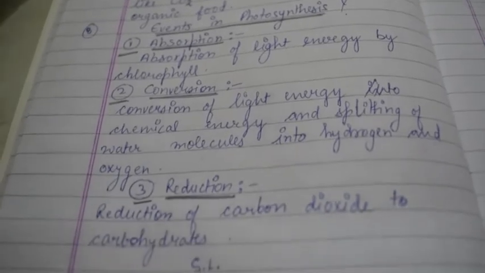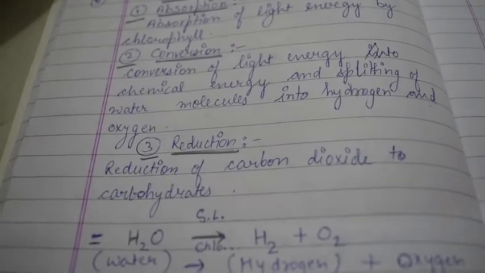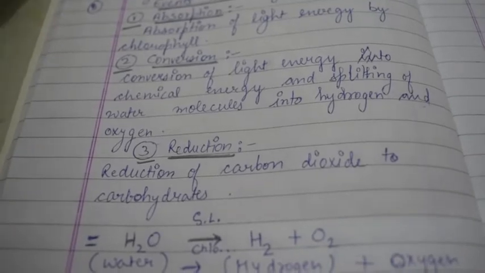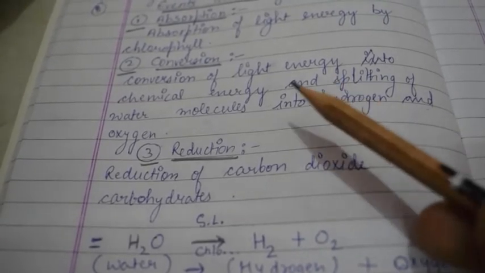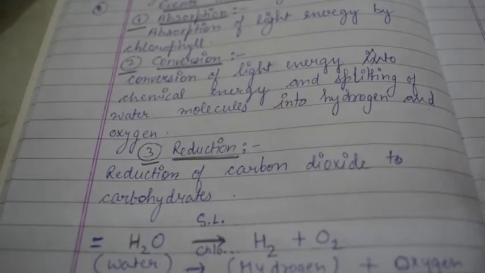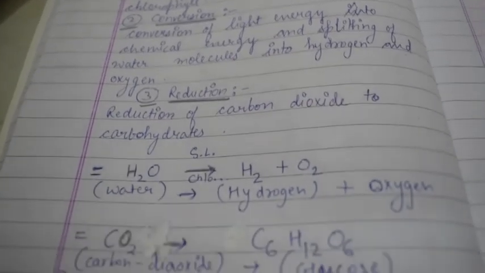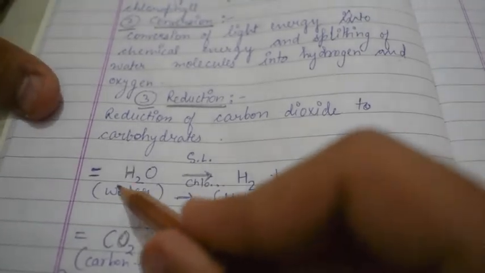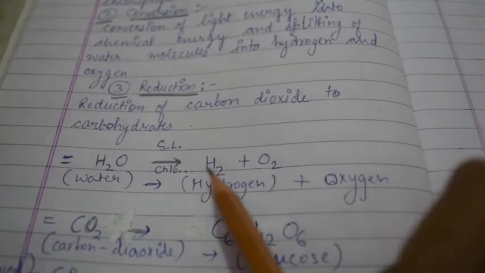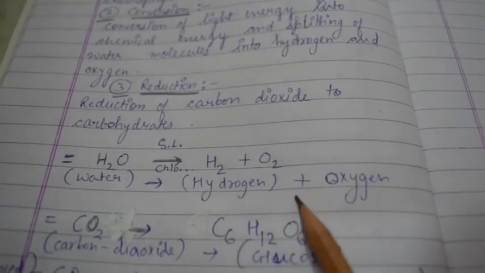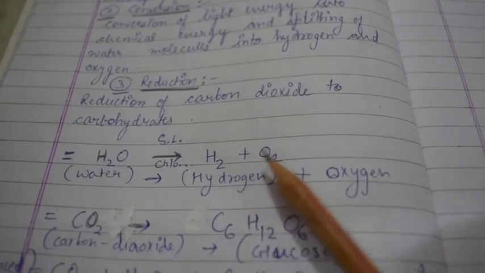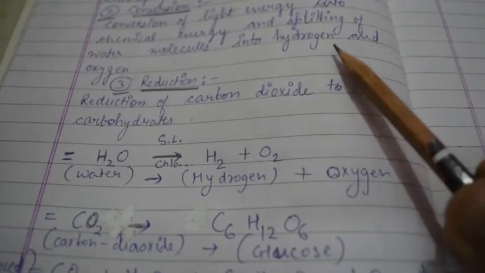The second process is conversion, where the light energy collected by the chlorophyll is converted into chemical energy, and splitting of water takes place. Note, splitting of water means H2O, water, splits into hydrogen plus oxygen, in the presence of sunlight and chlorophyll.